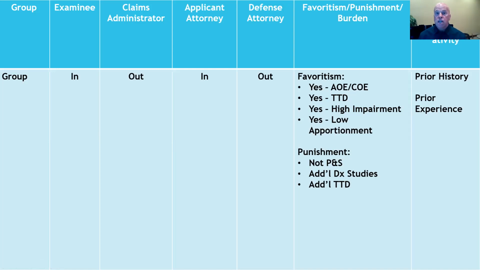And the conditions that lead to this are any number of prior history or prior experiences with perhaps examinees like this, perhaps prior history with the same applicant attorney. Perhaps you could have out-group negativity towards a claims administrator due to a prior experience with the claims administrator.